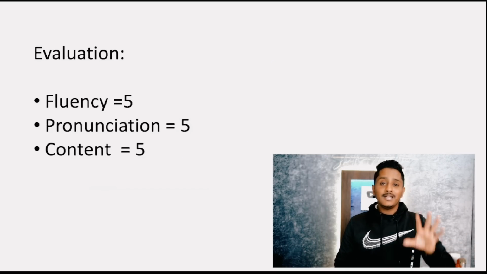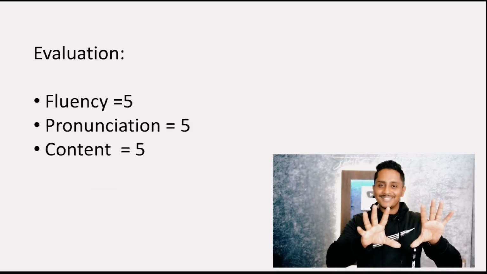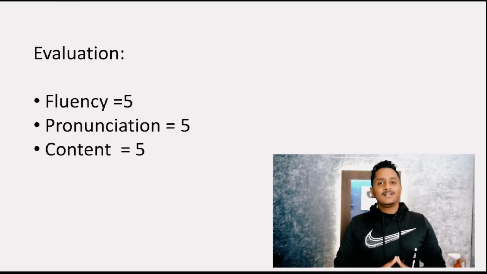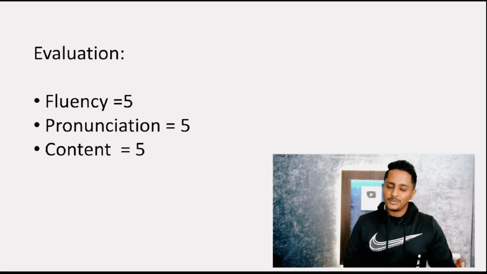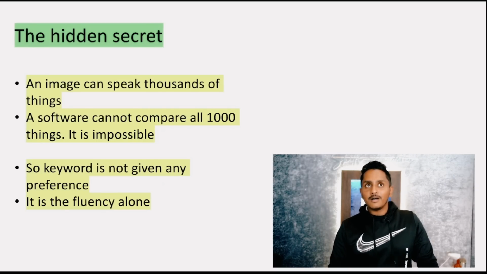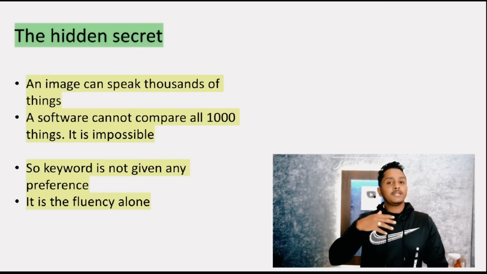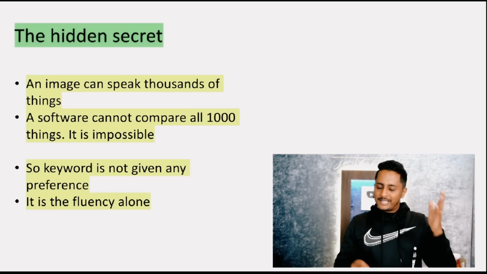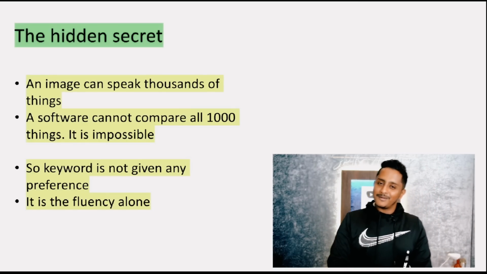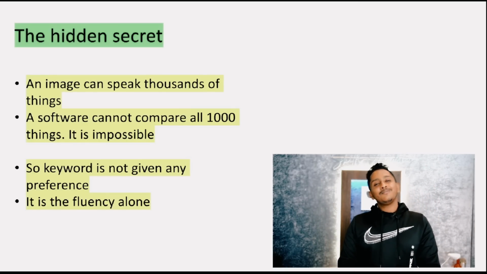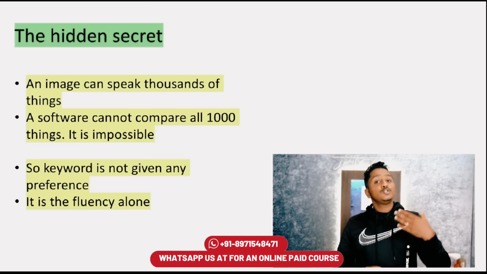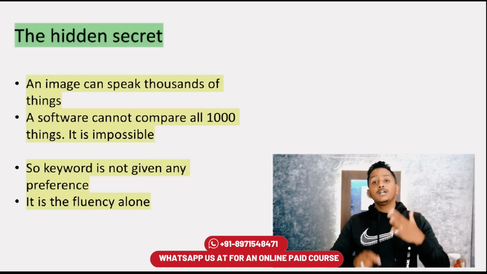How are you evaluated? 5 for fluency, 5 for pronunciation, 5 for content is what is written in the Pearson guide, but from my experience, I don't think it is true. It's the fluency over other things, because here content cannot be given a lot of preference because it's an image. Like I've written here, an image can speak thousands of things. A software cannot compare. It's impossible to compare all the 1,000 things. So keyword is not given preference. So you need to work on the fluency alone.